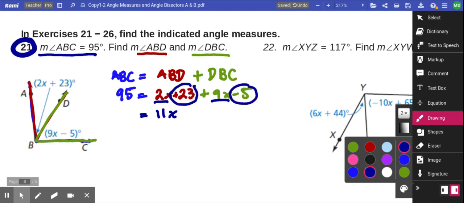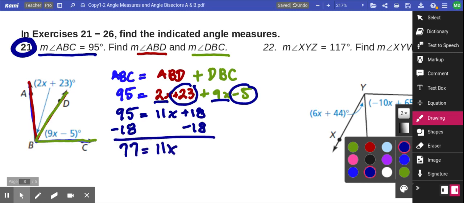23 take away 5 is going to leave us with a positive 18. And we still have our 95 on the other side. Let's go ahead and subtract 18 from both sides. 77 is equal to 11x. And divide by 11, we get x is equal to 7.